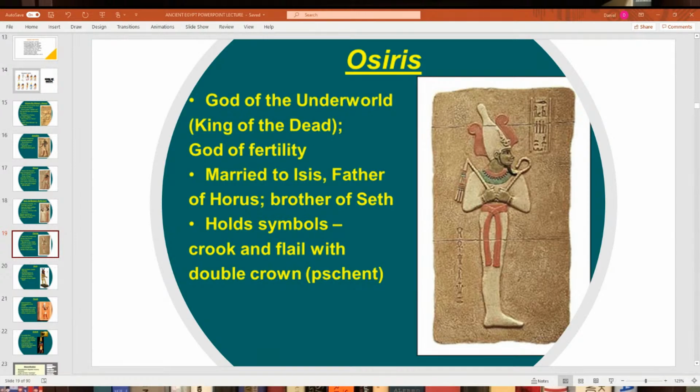So the ancient Egyptians believed heavily in mummification. It was important that your body be intact in the afterlife. Otherwise, basically, your soul would be destroyed. It wouldn't make it through the afterlife. So yeah, that's the story of Osiris.